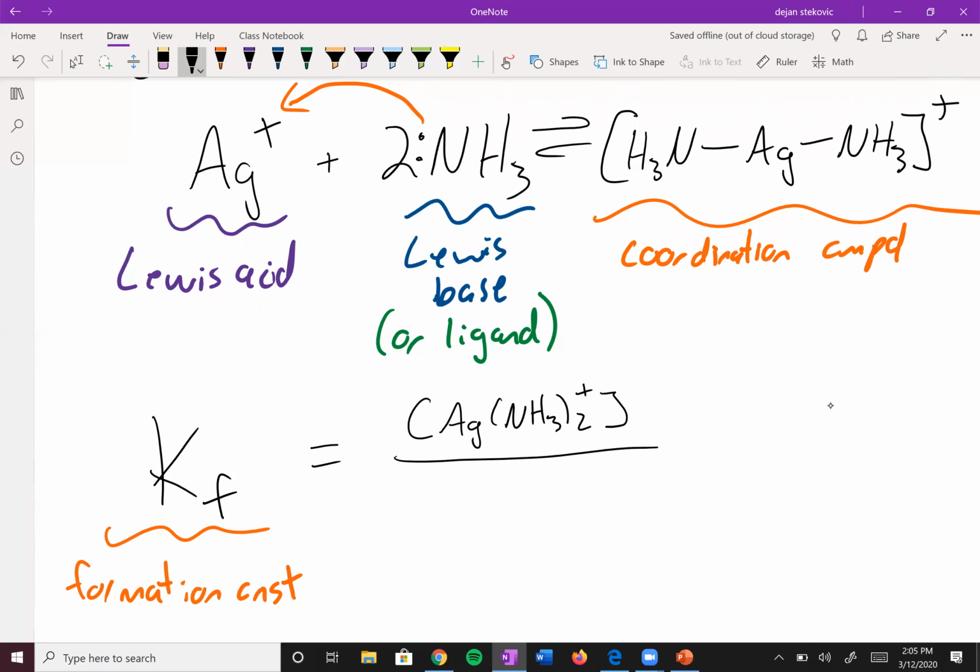Over top of our reactants, in this case the silver. No, anything that has a charge can't really be a solid. Yeah, these are all aqueous solutions.